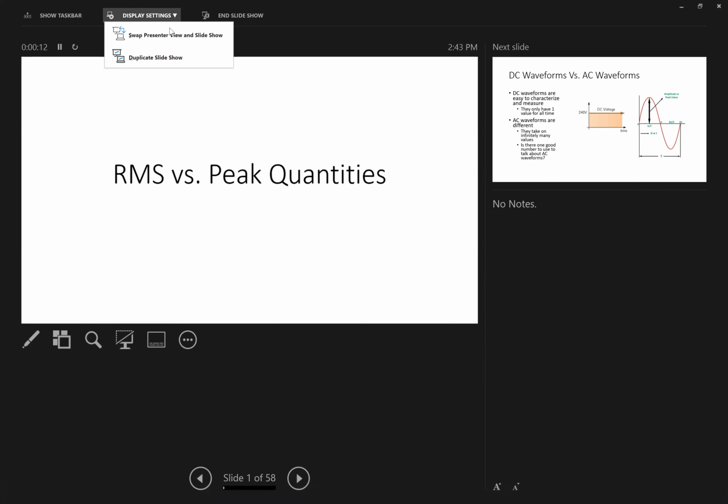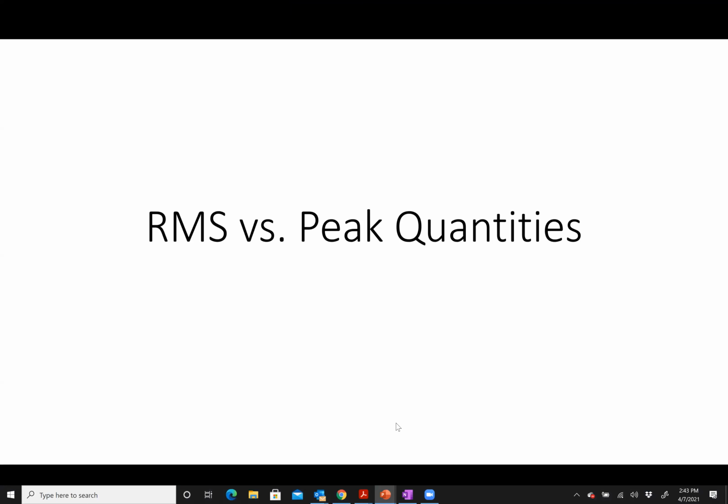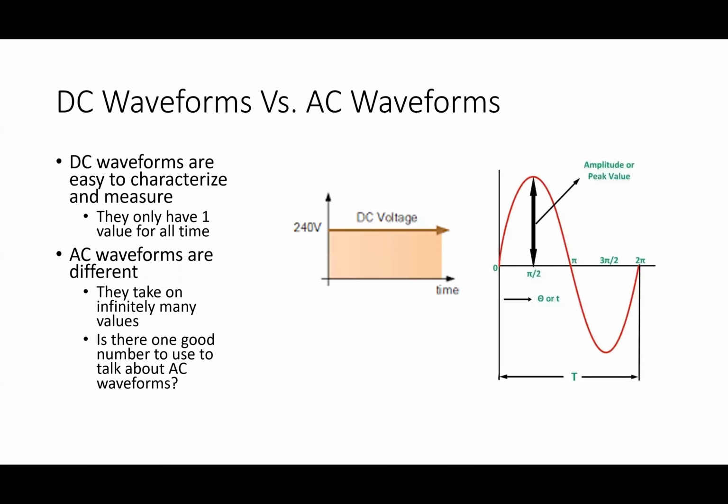When I talk about root mean squared quantities versus peak quantities, this is important when I talk about power. We introduced this concept. The book, and most books, have a whole section or a couple of sections dedicated to trying to calculate the RMS values of different weird waveforms. We're not going to do that, okay?